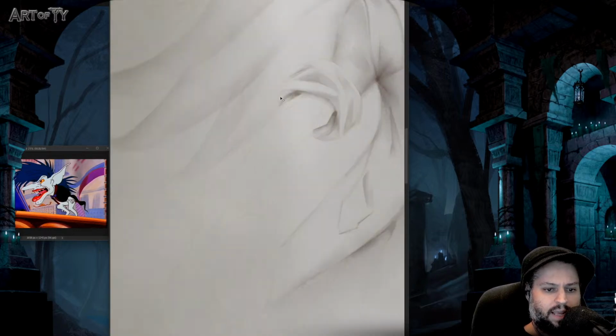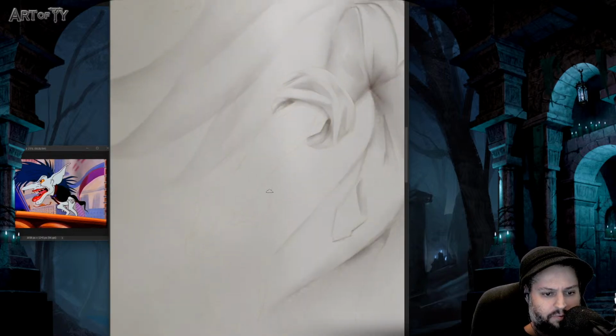Let's get into this hand and this arm here. This is going to be a fun one. I want to try to get some good veininess in this arm.